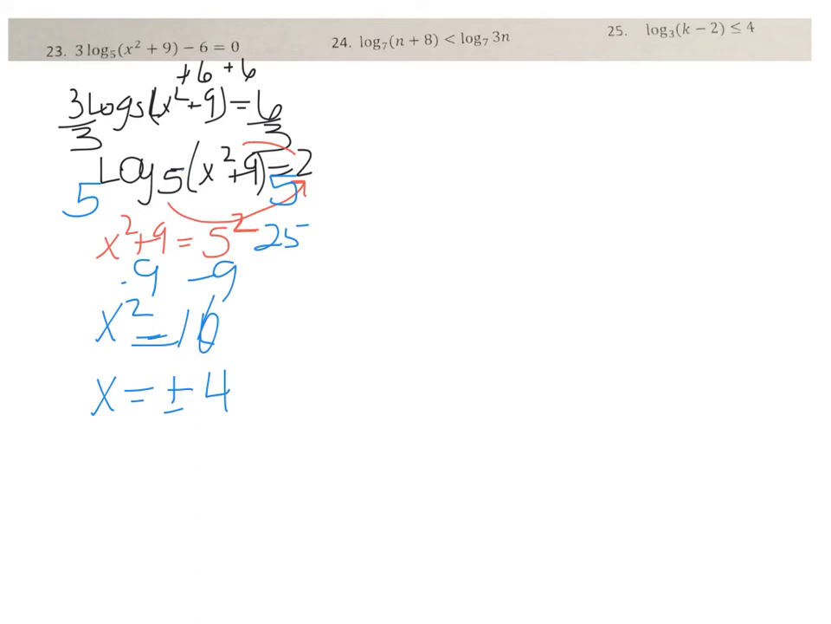Number 24, log base 7 of n plus 8 is less than log base 7 of 3n.